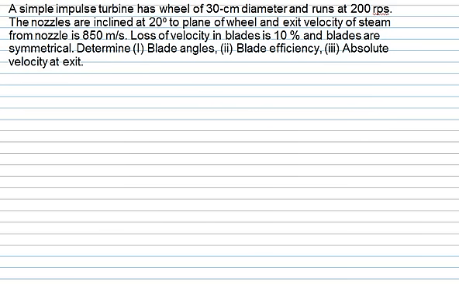What is given to you? A simple impulse turbine. The diameter is 30 cm, so D equals 0.3 meter. The rotational speed is 200 rps, and 200 rps is 12,000 rpm. Now this data is sufficient to calculate the value of U. U equals pi D N by 60.